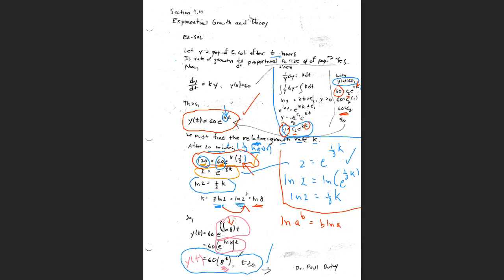Was there a question? You could use 3 times the log of 2. Jonathan, WebAssign would accept 3 times the log of 2. It would, even in your answer, I think. But it's better to write 3 times the log of 2 as the log of 8, because then you get a very nice formula that's understandable for your population of E. coli.